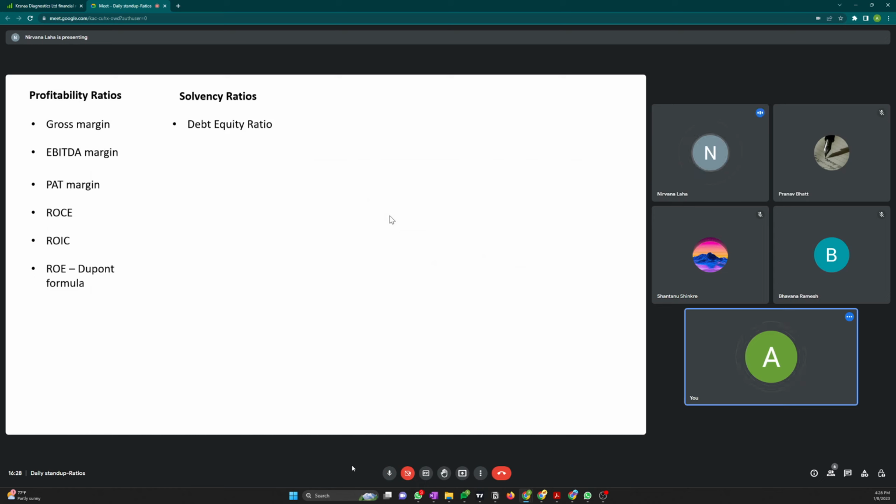Yeah. Okay, cool. So moving to solvency ratios, right? So debt equity ratio is an important ratio. What does solvency mean? Can any of you tell?